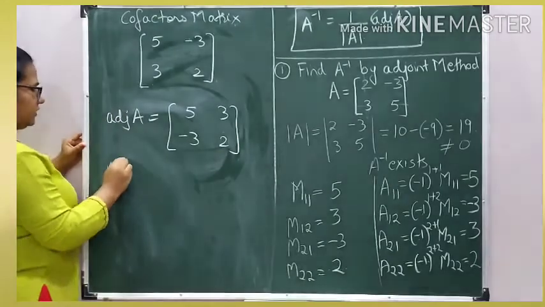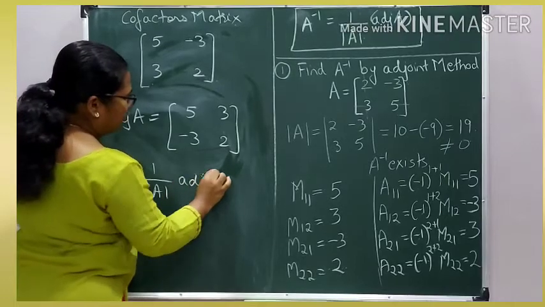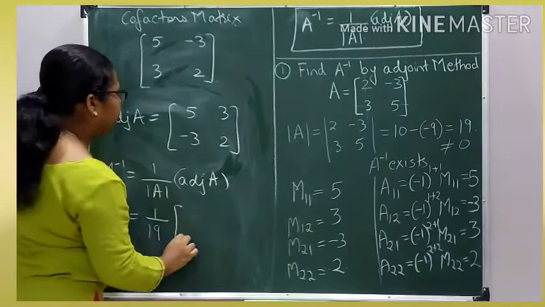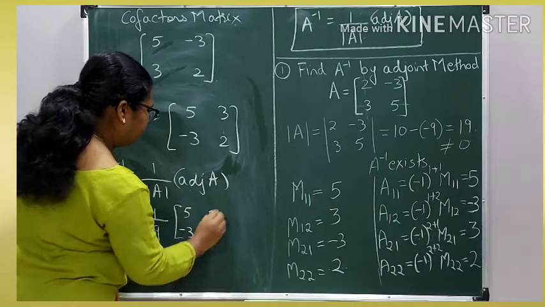And what is A inverse? Write the formula first: 1 upon determinant of A into adjoint of A. So this is equal to 1 upon 19 and your adjoint is 5, 3, minus 3, 2.